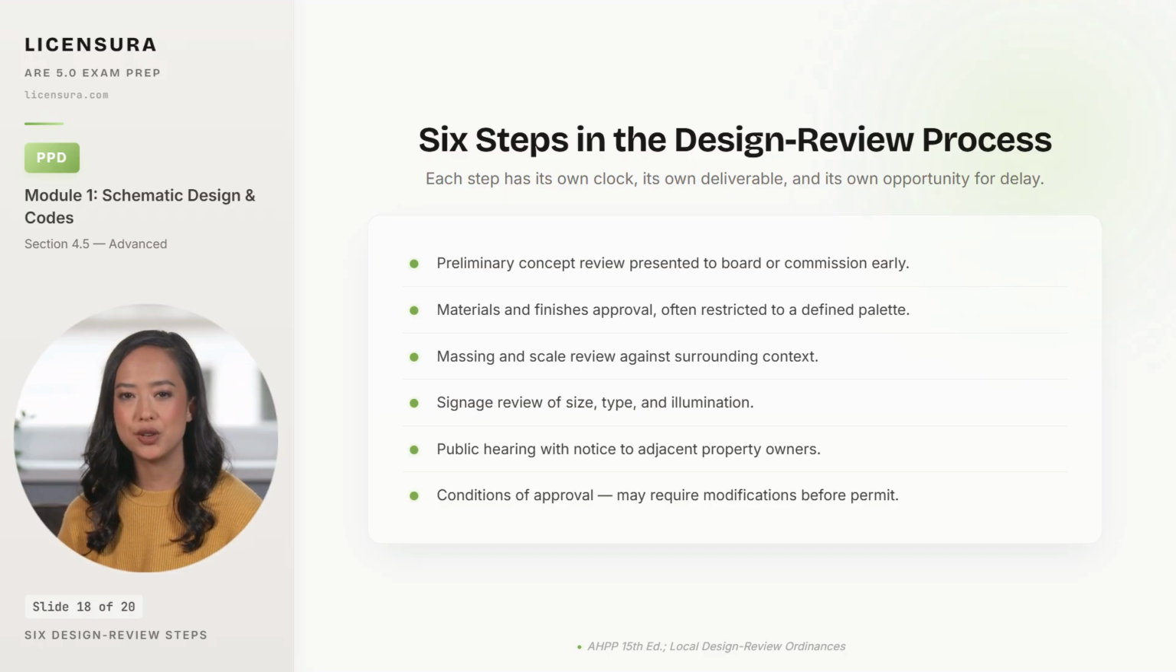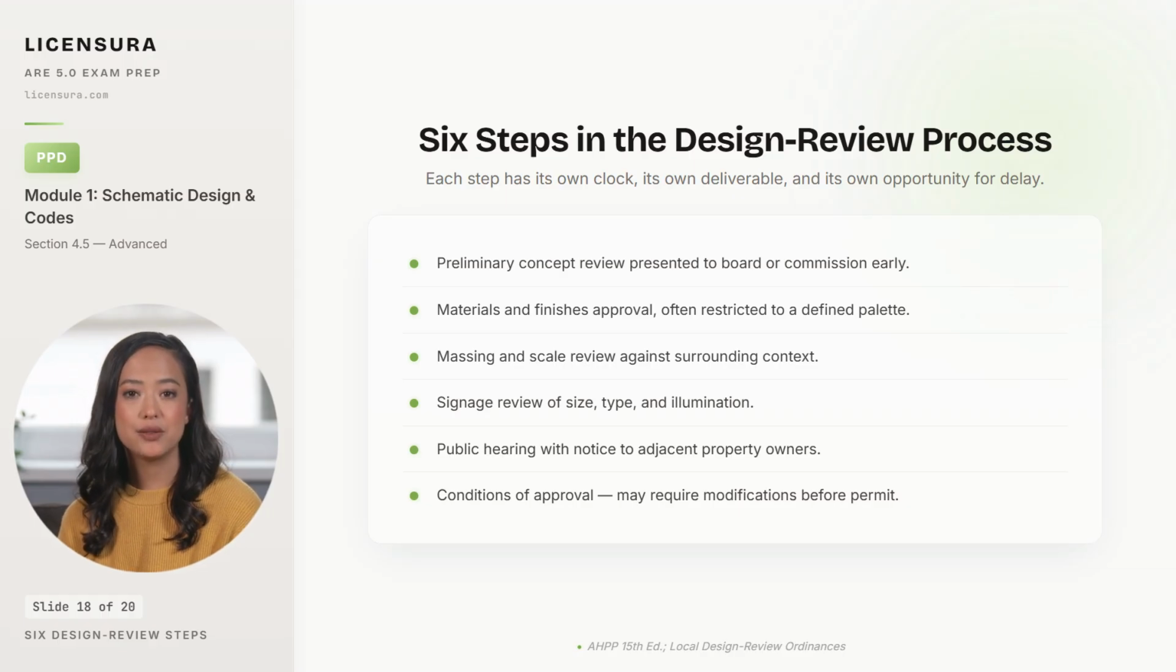Fourth, signage review. Size, type, and illumination of every proposed sign, including tenant signs that will be added after occupancy. Fifth, public hearing. Notice to adjacent property owners, opportunity for public comment, and a vote by the board. Sixth, conditions of approval. The board's vote often comes with required modifications that must be incorporated before the permit will be issued. Each step can add weeks or months to the schedule. Underestimate the timeline at fee proposal stage, and the firm absorbs the extra meetings.